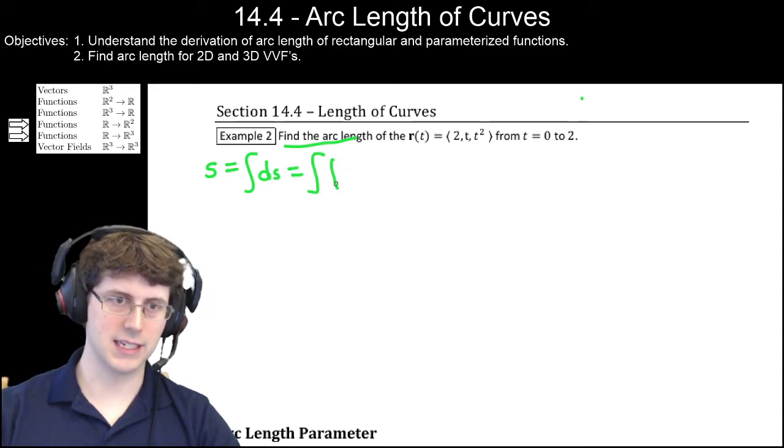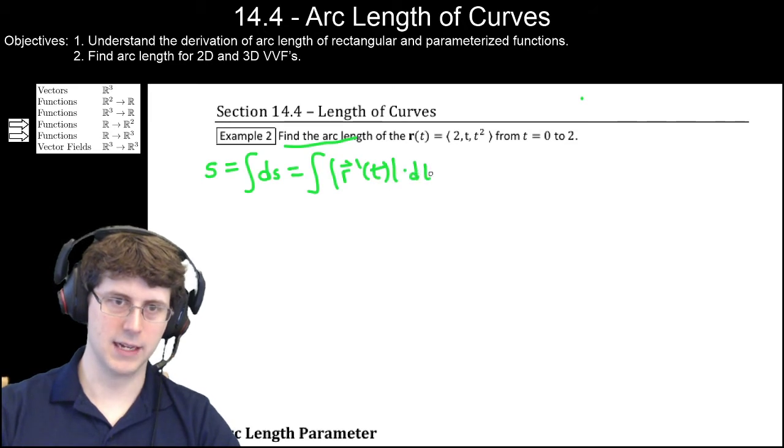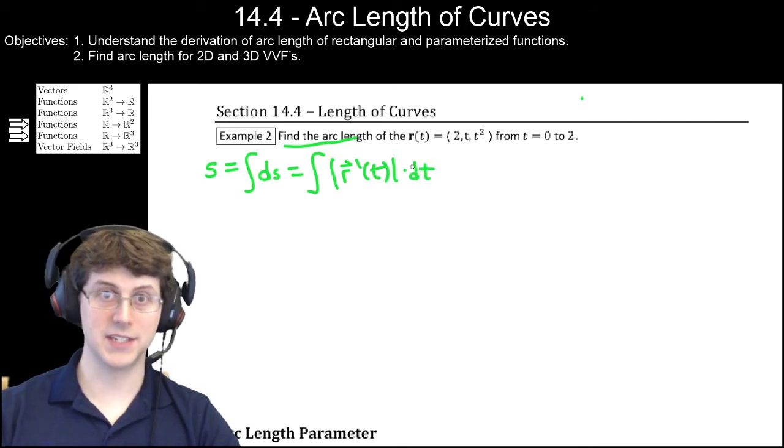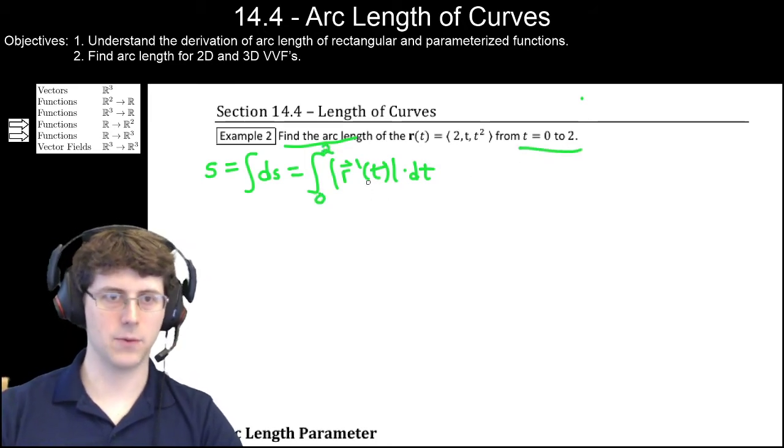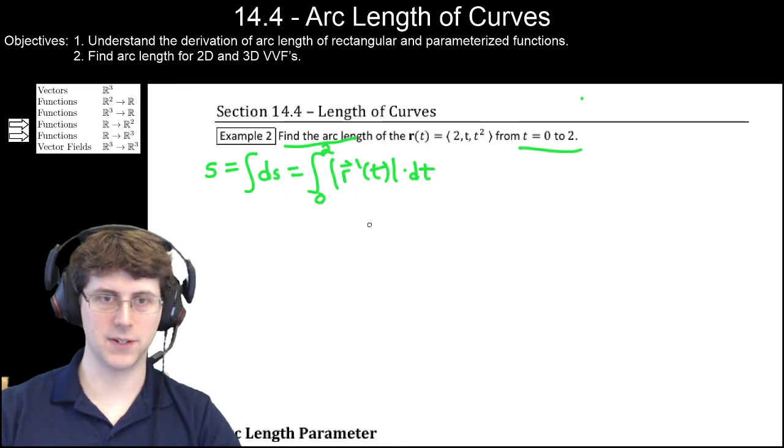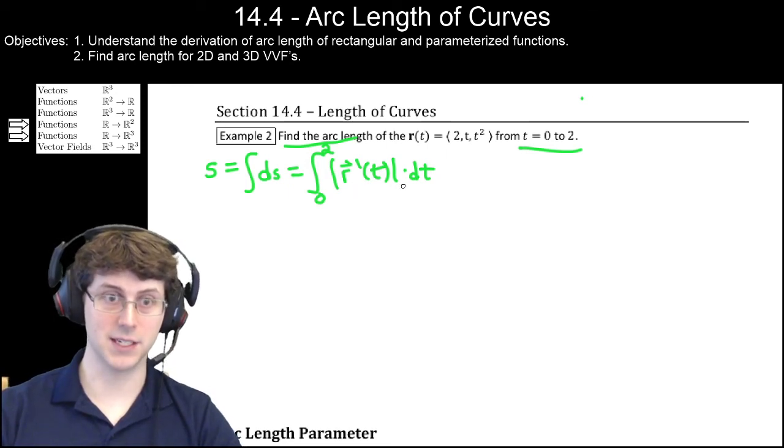And here the easiest form for a little bit of distance is the speed times a little bit of time. It's now a t integral, so I can look up the t bounds, and the t bounds are from 0 to 2. Okay, now what is the speed? Well, the speed is first take the derivative of the vector valued function and then find its magnitude.